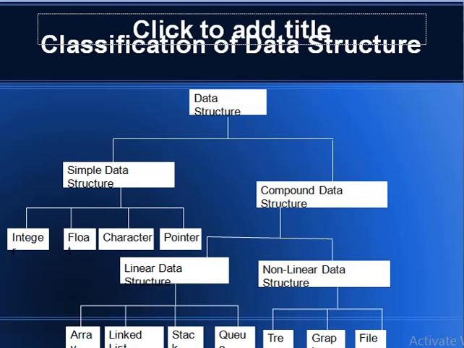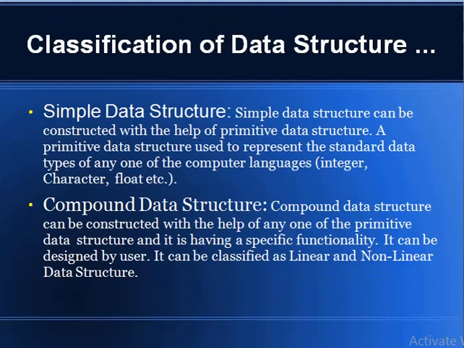There are various types of linear and non-linear data structure. Array, linked list, stacks, and queues belong to linear data structure. Then trees, graphs, and files belong to non-linear data structure. Now I am going to explain this classification. Simple data structure can be constructed with the help of primitive data structure. A primitive data structure is used to represent the standard data types of any one of the computer languages. It may be integer, float, character, etc.